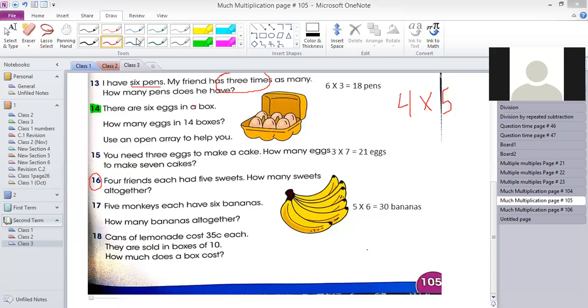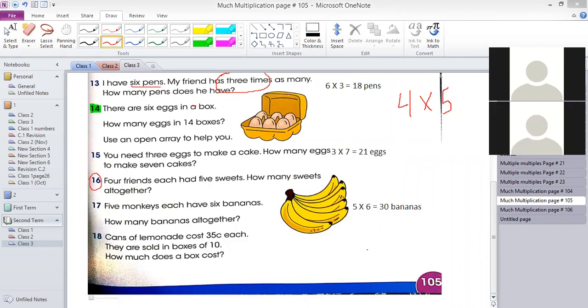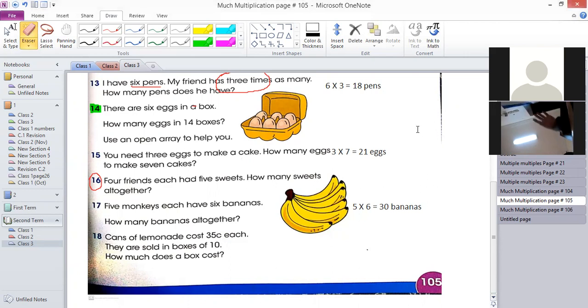That's very good, guys. I'm going to open your mic and you will tell me the answer. How many sweets are there altogether? 20. 4 multiplied by 5 equals 20. Very good. So the answer will be 20. So write 4 multiplied by 5 equals 20 in front of question number 16. Guys, these questions' answers you have to write in your book. 4 multiplied by 5.